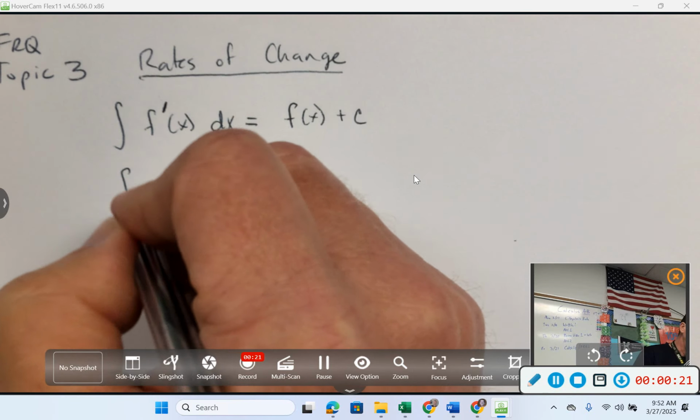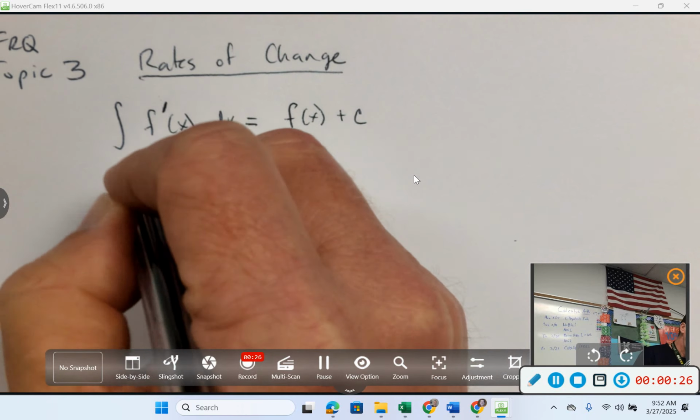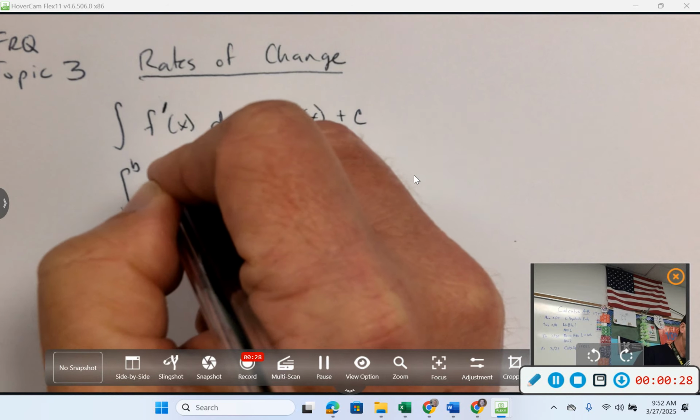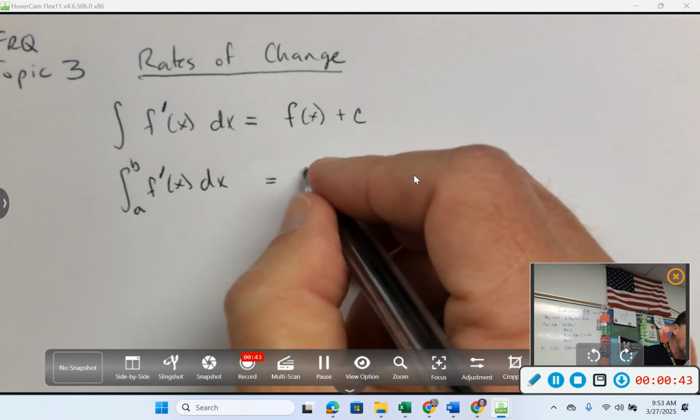If you did it with limits, let's just say a and b, slightly different answer. F of x plus c with the bracket and from a to b. Okay. Yes. Which turns into, Lexi, f of b minus f of a.